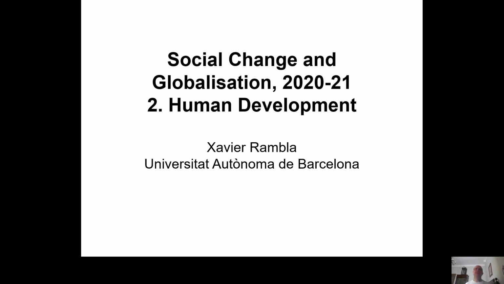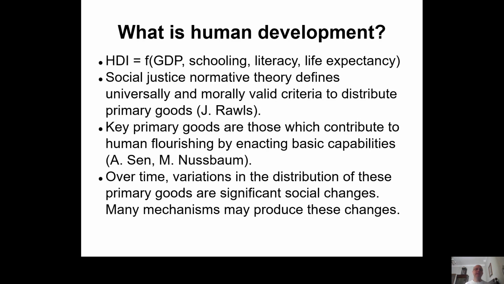Human development has to do with a very wide philosophical tradition that basically links social justice with human basic capabilities. Unfortunately, or not, depending on your interest, this is not a course on philosophy, so I will skip the debate and present it in a very concise way as the components of the Human Development Index.